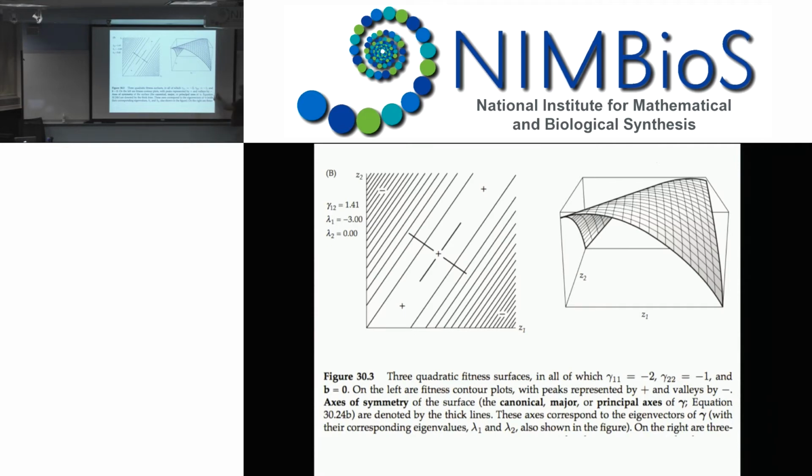So for example, it could be, here are your two traits. When you look at that trait, you look at the projection of how the fitness surface operates on that trait.